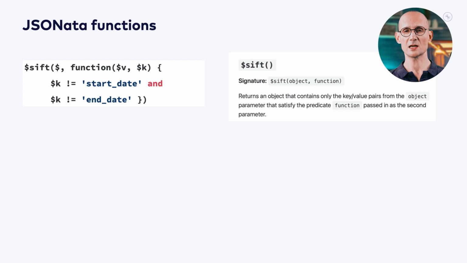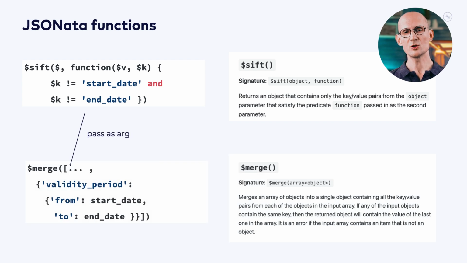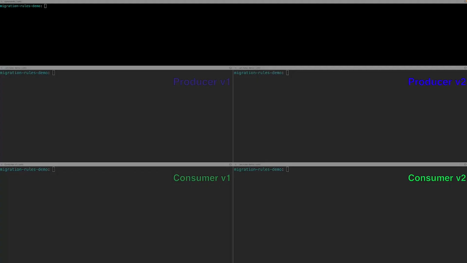We pass it a predicate function to filter out the two fields. Then, to add the two new properties, we're going to create an object with those props and pass it along with the previous result to the merge function. JSONata has dozens of functions and operators to transform your data. Now, let me show you migration rules in action. Let's see how migration rules work.